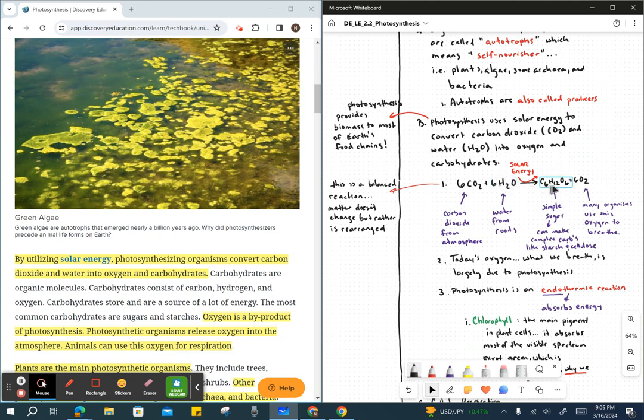Remember, C6H12O6, that's a simple sugar molecule, glucose. And from that, plants will either use it for its own energy, or it will store it. If it's stored, it might store it as starch or cellulose. Those would be polymers, right? But the monomer would be the simple sugar.